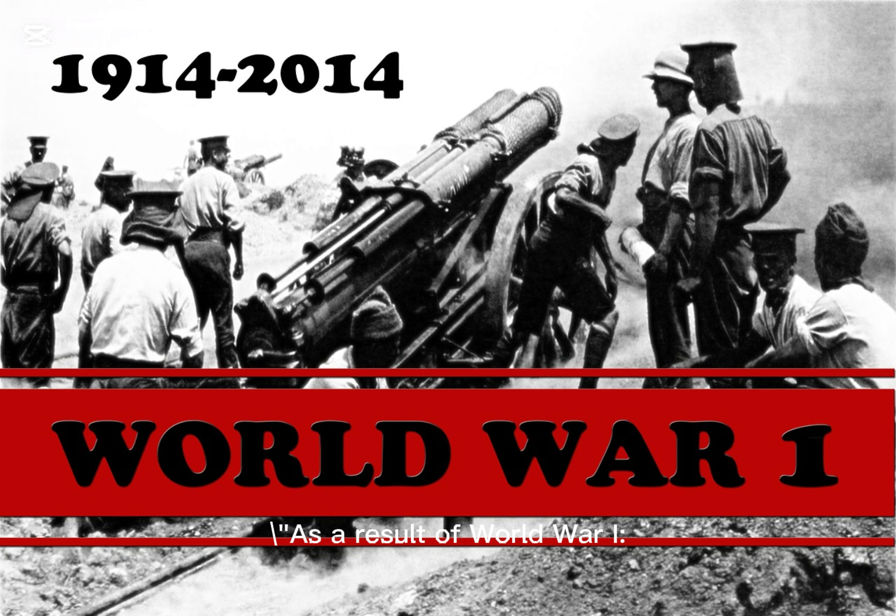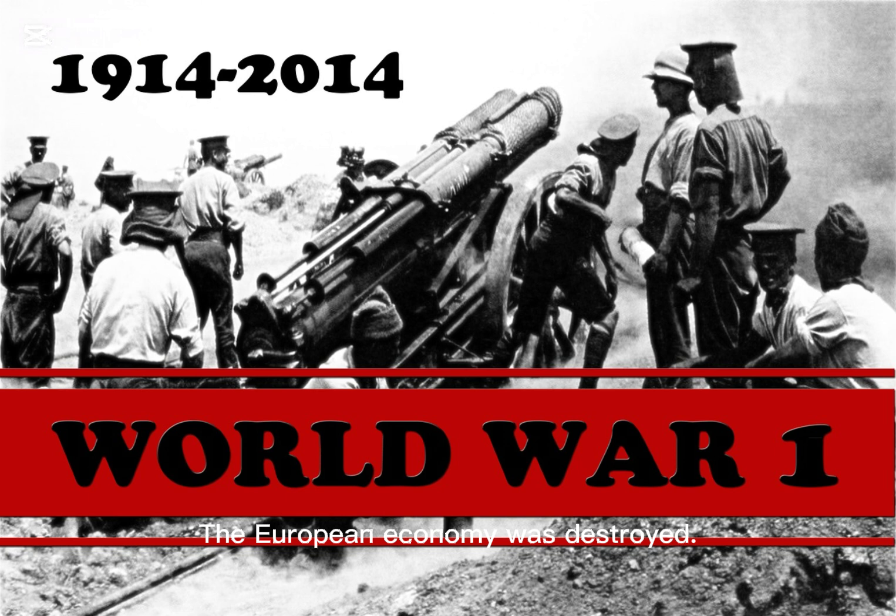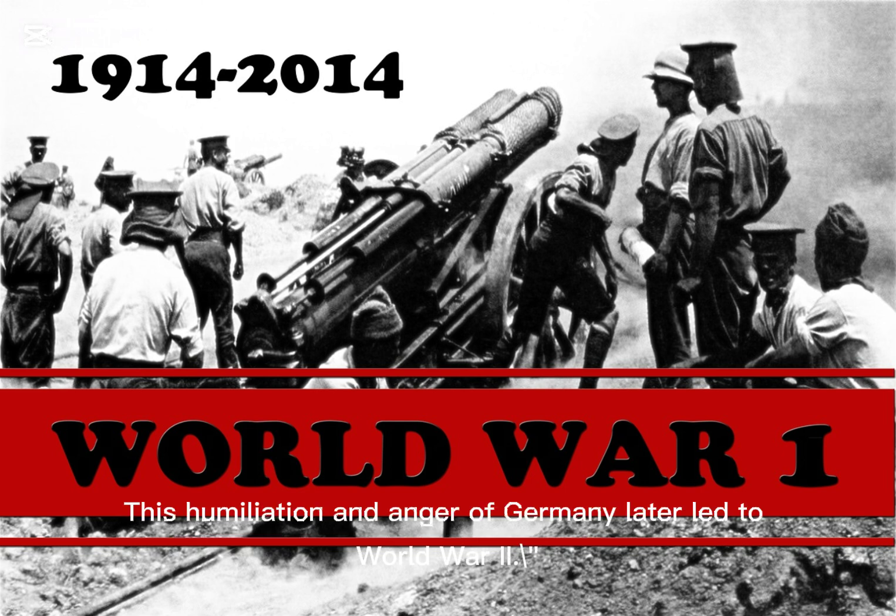As a result of World War I, about 10 million soldiers and 7 million civilians were killed. The European economy was destroyed. Four major empires ended: the German Empire, the Russian Tsarist Empire, the Ottoman Empire, and the Austro-Hungarian Empire. In 1919, the Treaty of Versailles was signed, humiliating Germany and imposing heavy fines. This humiliation and anger of Germany later led to World War II.